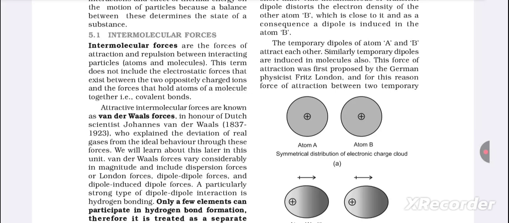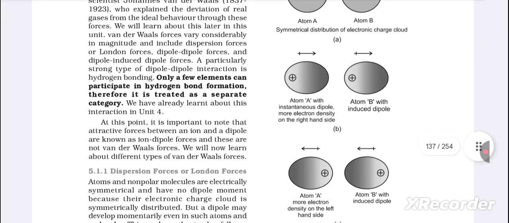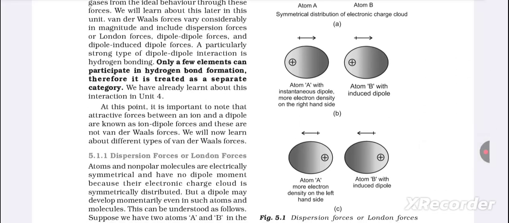Van der Waals forces vary considerably in magnitude and include dispersion forces or London forces, dipole forces and dipole-induced dipole forces. A particularly strong type of dipole interaction is hydrogen bonding. Only a few elements can participate in hydrogen bond formation, therefore it is treated as a separate category. At this point it is important to note that attractive forces between an ion and a dipole are known as ion-dipole forces, and these are not van der Waals forces.